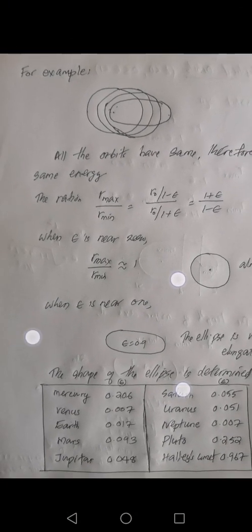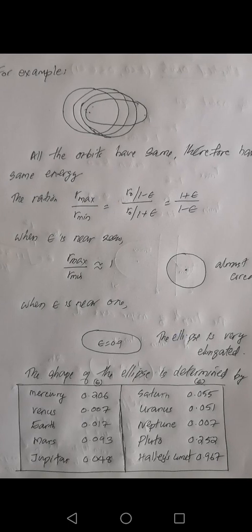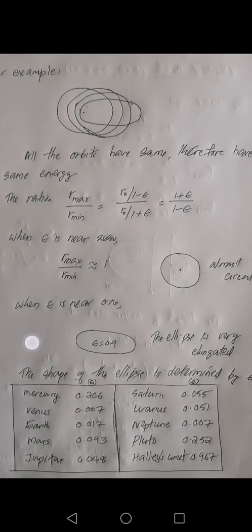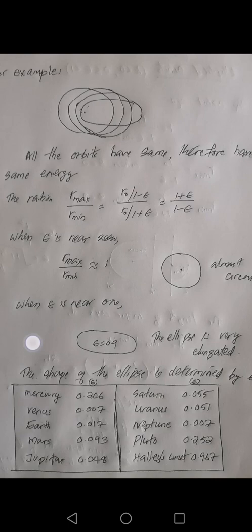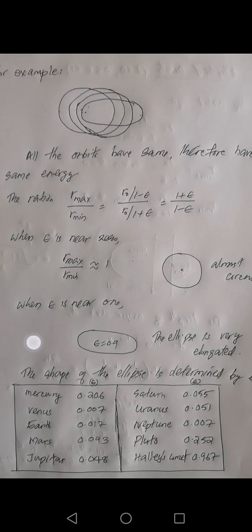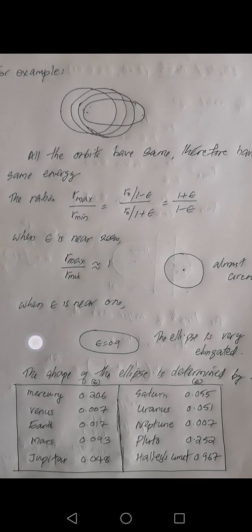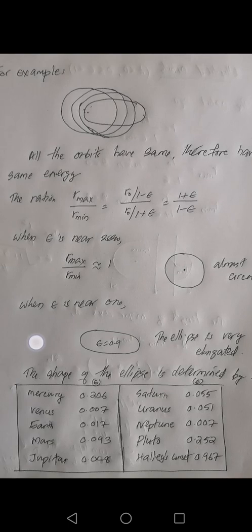See here, Mercury 0.206, you can see all the values here. Halley's comet has 0.967. See, apart from Pluto and Mercury, all other planets have an eccentricity very close to 0. See, 0.007, 0.01, 0.09, 0.04, 0.05, 0.05, 0.007, like that. So that is why we see the orbits of planets as almost circular. But Halley's comet is 0.967.